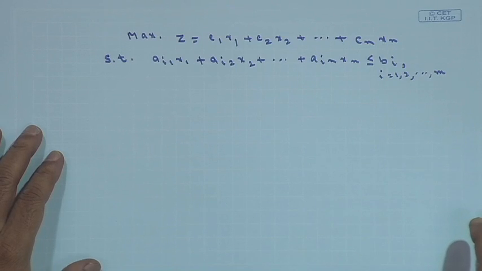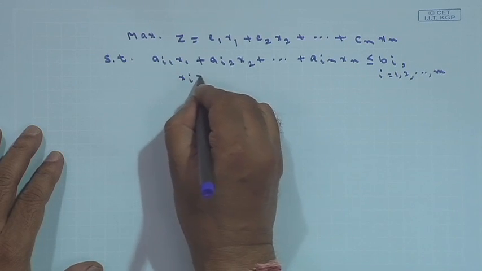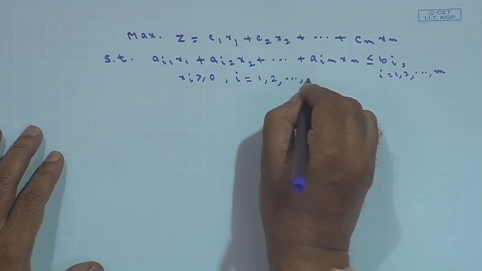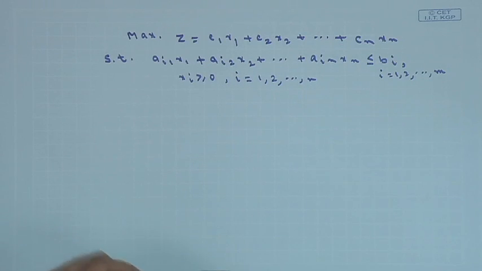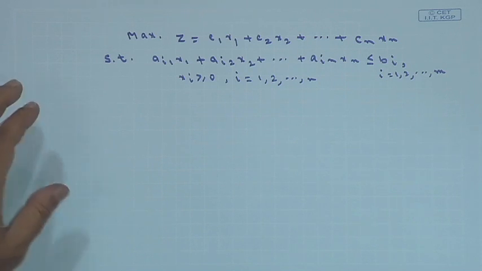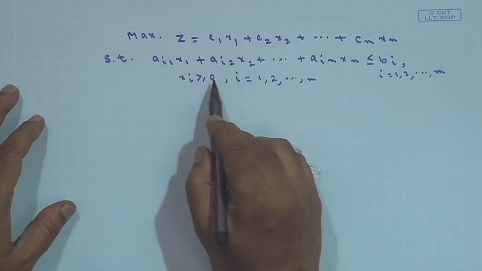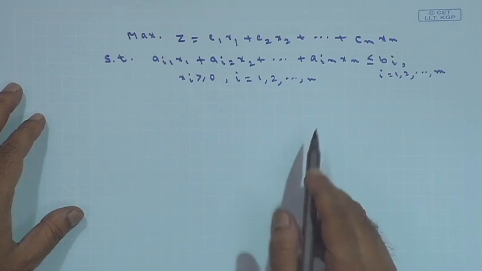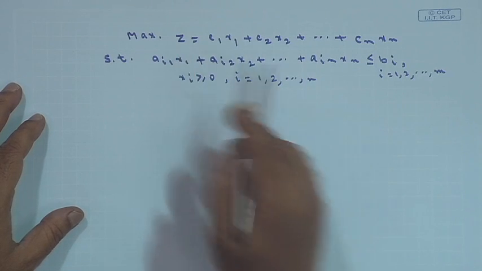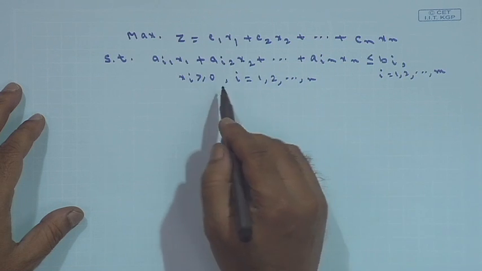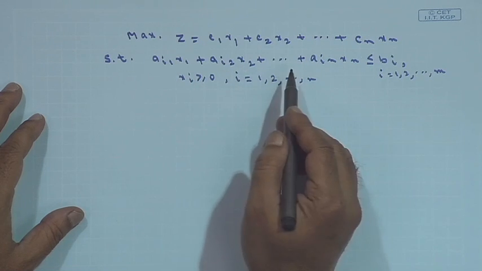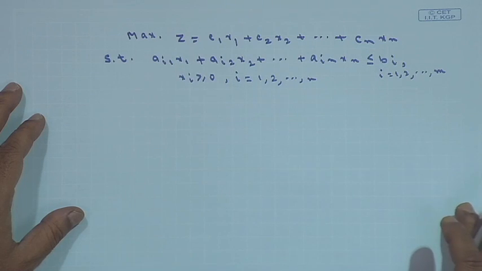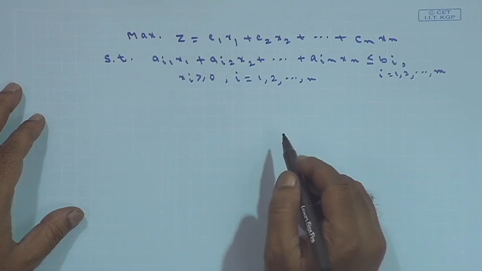I lies from 1 to m and xi greater than or equal to 0, where i is equal to 1, like this way, up to n. So, x1, x2, ..., xn we call primal variables, and this z we call the primal objective function. So, these variables x1, x2, xn are primal variables, whereas z is the original primal objective function.